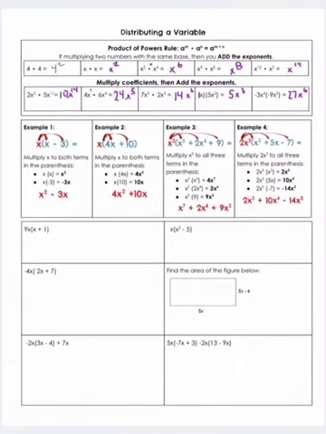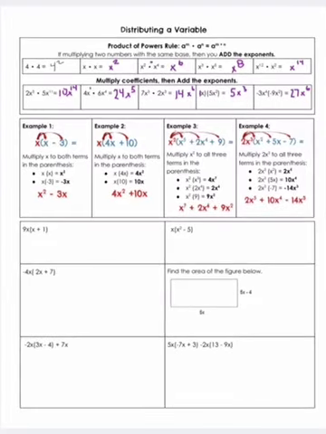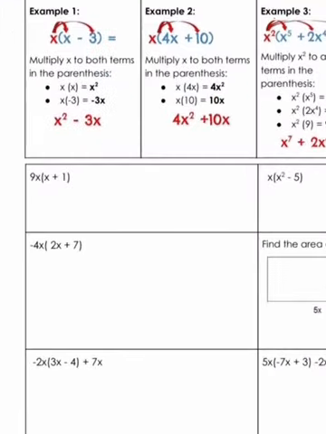And here are some other examples that are worked out for you. We'll move on down to our examples. All right. We have 9x times x, which is 9x squared. And then we distribute the 9x to the 1, which is a positive 9x.